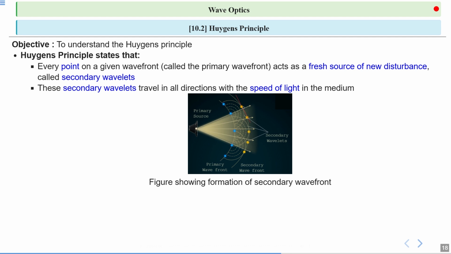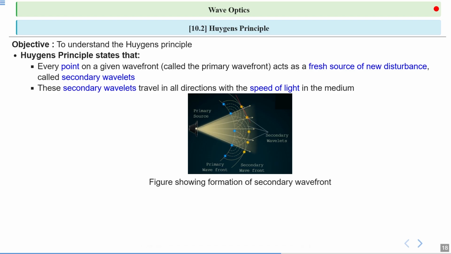After some time, the tangents, the red color line in the diagram, are drawn. After some time t, a tangent is taken on one secondary wavelet. After drawing tangents on all secondary wavelets after time t and joining these tangents with a curve, we get the secondary wavefront. So the tangent drawn on the surface of the secondary wavelets gives us the secondary wavefront.